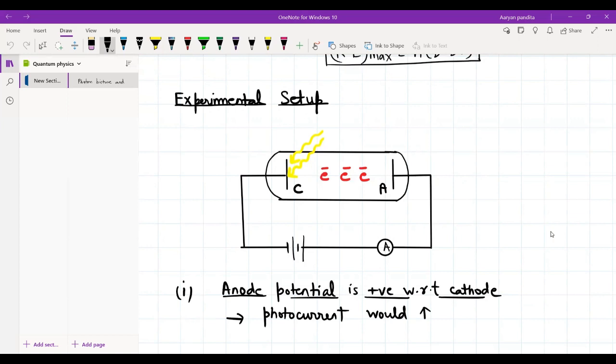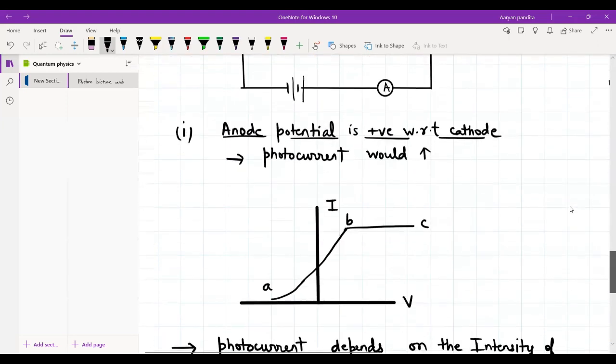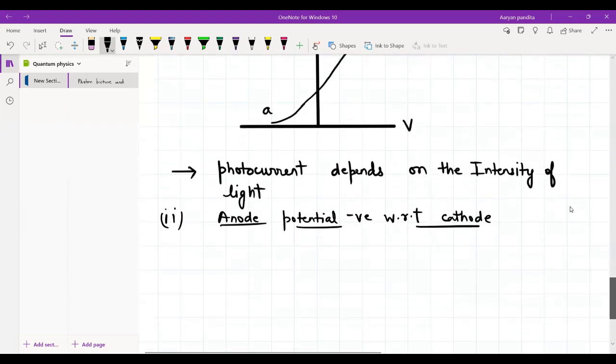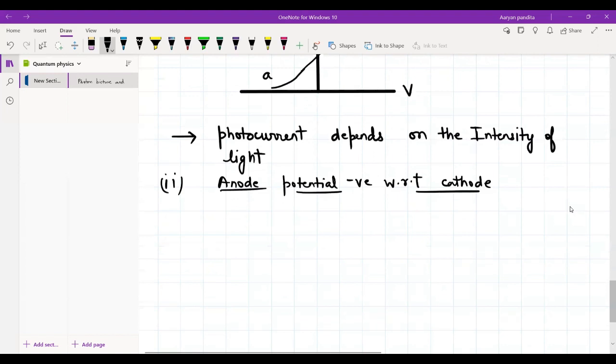Now, there is one interesting case in this particular aspect. We discussed the concept of saturation current when the anode potential was positive. There is a concept of stopping potential when the anode potential is negative. Now, what is stopping potential? Stopping potential is that particular potential when the photocurrent becomes absolutely zero.